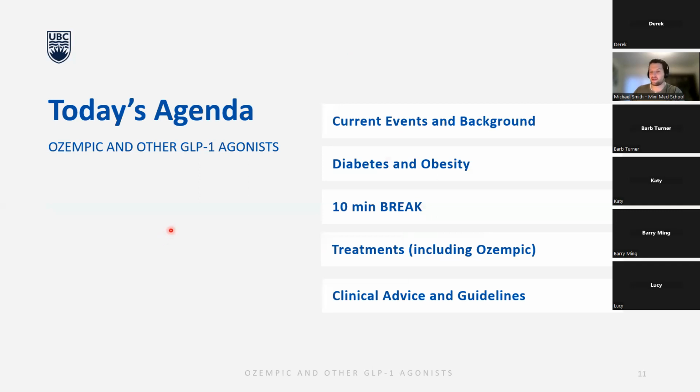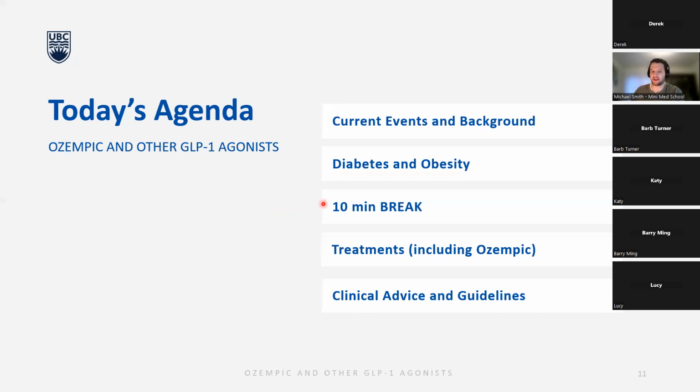So here's our outline for today. First, we are going to talk about some of the current events relating to Ozempic and some background and history of how it was first made and how it's been used. Then we're going to learn more about the physiology of diabetes and obesity, which are the two chronic diseases that Ozempic and its analogs is currently indicated in the treatment of.